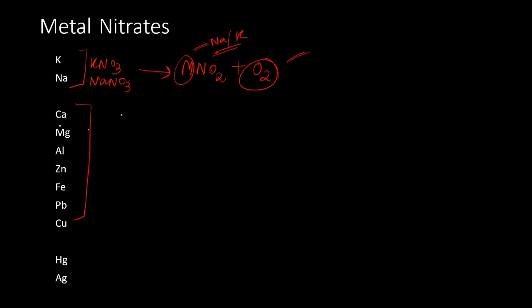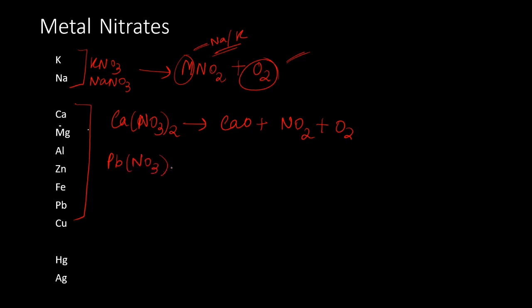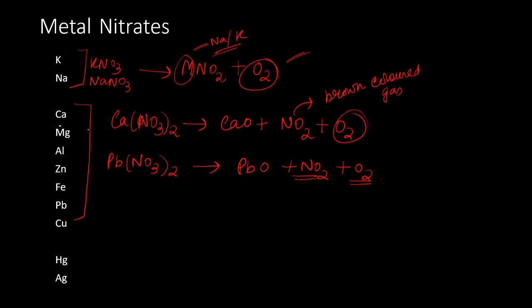Rest all of these, Ca(NO3)2, will form CaO plus NO2 plus O2. If you have noticed carefully in the first portion of this video, I have shown Pb(NO3)2 is going to release NO2 gas and O2 gas. The same is applicable for the rest of the nitrates. So NO2 is a brown colored gas. However, oxygen is colorless. Okay, done.